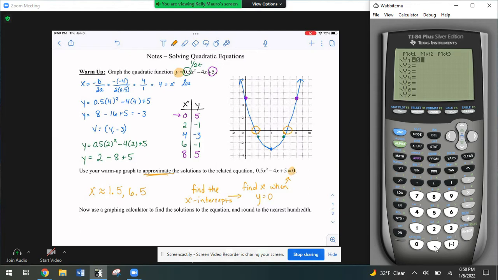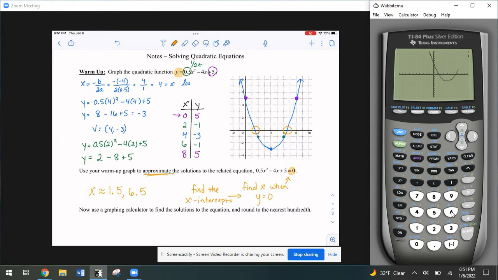So I'm going to type in 0.5. Remember, x is the button next to the green alpha key, and the squared button is above the log key. And then I'm going to do minus, not negative, minus 4x plus 5. And then I'm going to graph. Normally you can just hit graph, but I'm not sure what settings I have set on here, so I'm going to hit zoom 6 to go to the standard viewing window. Okay, and then it's going to draw a graph for me.